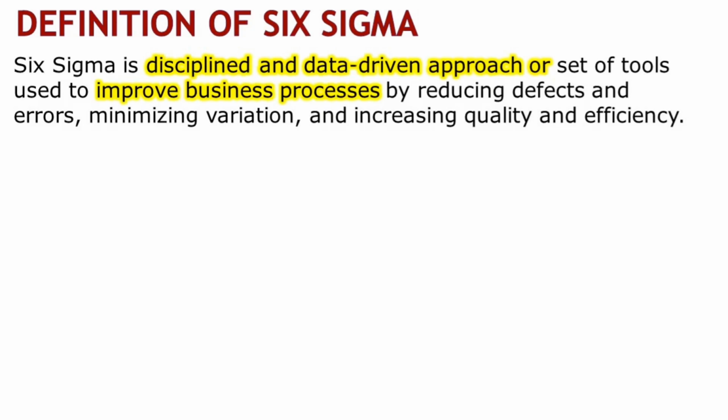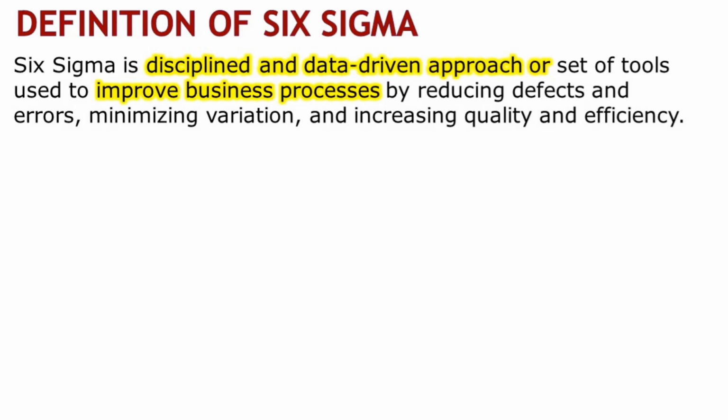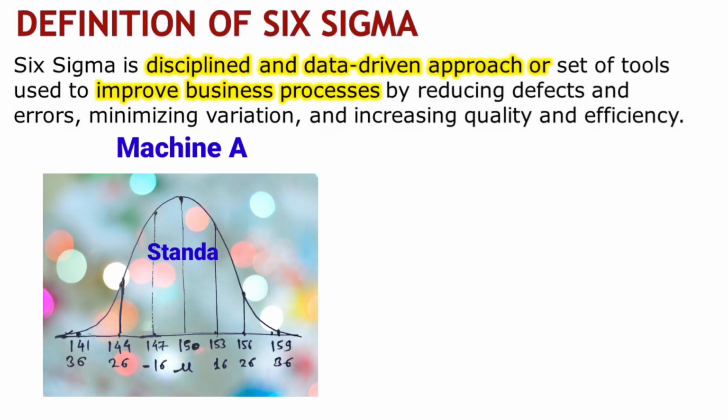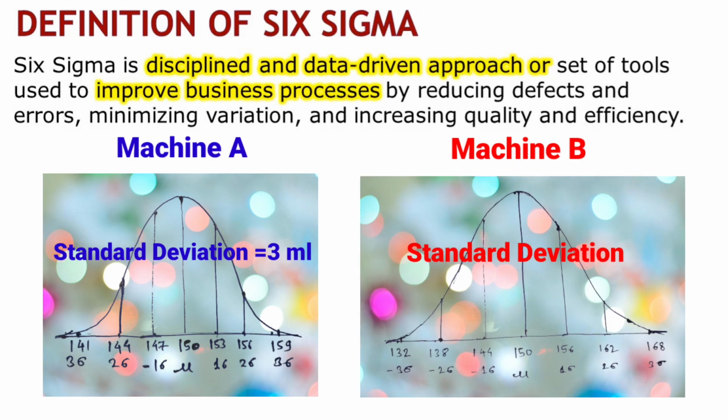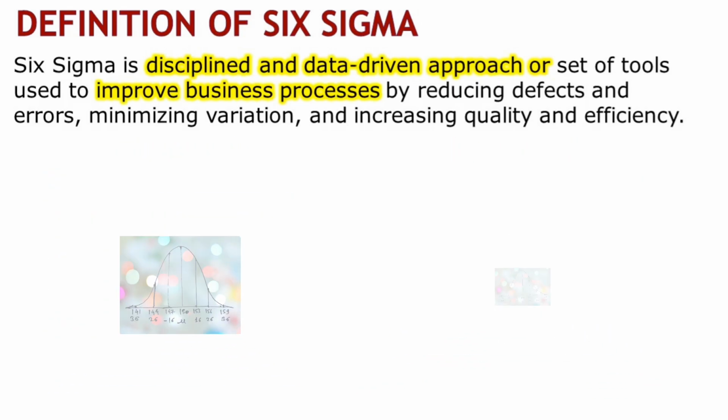Let's understand this with a simple example. Suppose we have a factory for manufacturing and packaging perfume. We have two machines and our target is to fill a bottle with 150 ml of perfume. Machine A has a 3 ml standard deviation and machine B has a 6 ml standard deviation. It's obvious that machine B will have more variation compared to machine A.